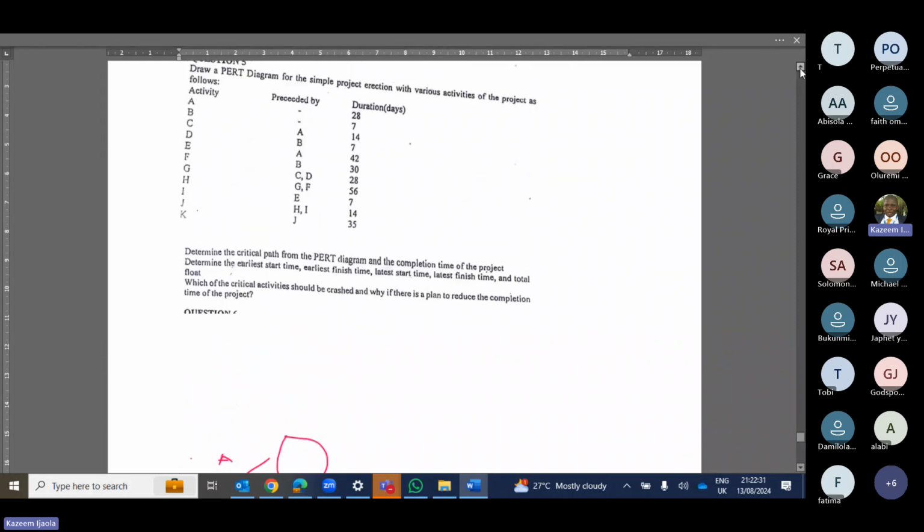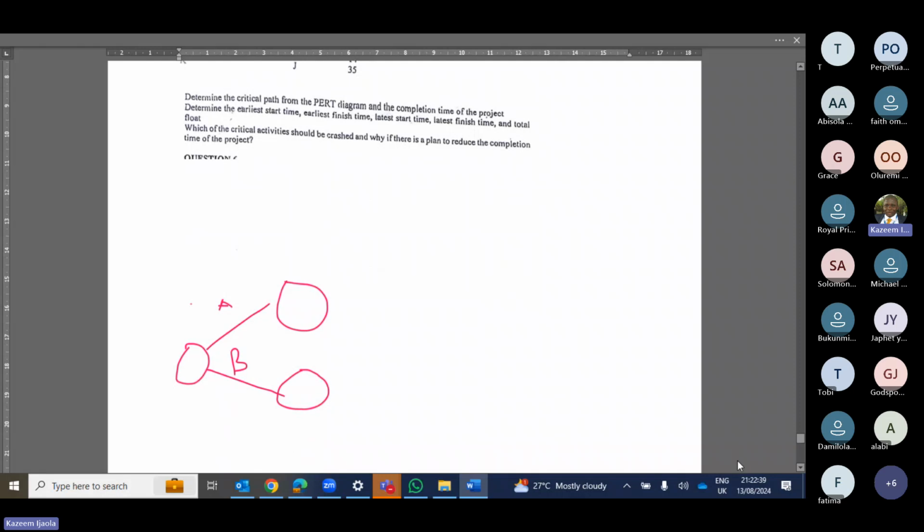So if you check, activity C is from A. Activity C is also from what? From A. So go to your A and draw up your activity C. Sorry, because of the mouse I'm unable to put that in properly. So this is my activity C.